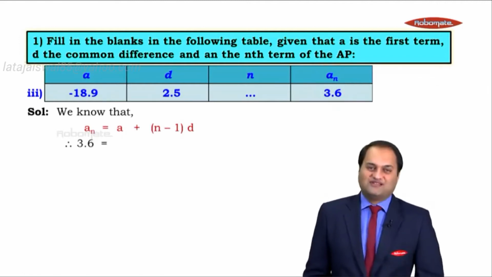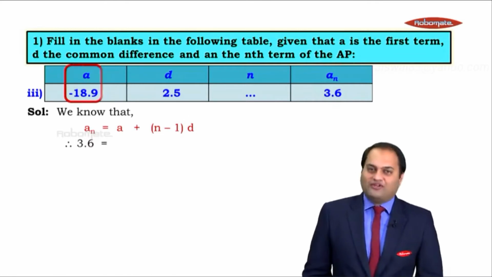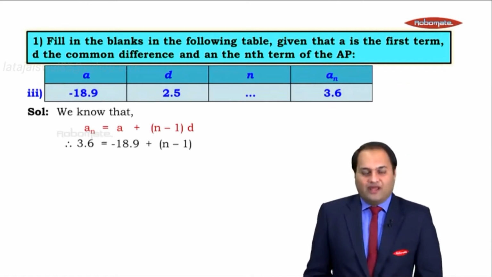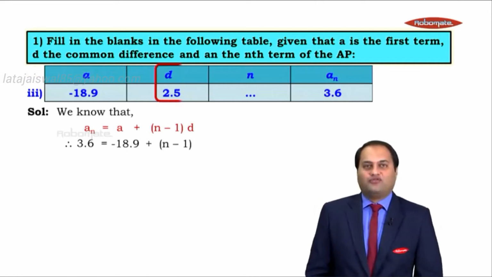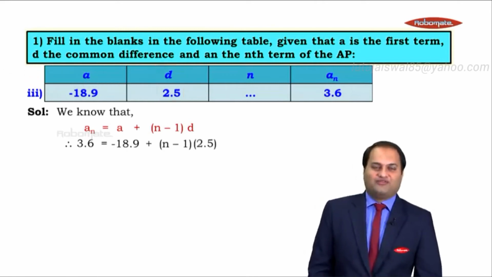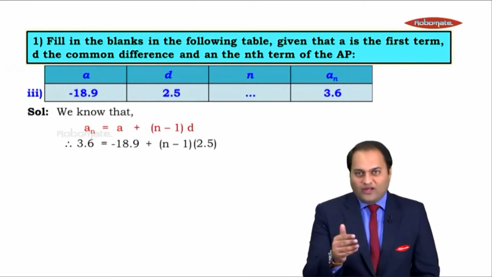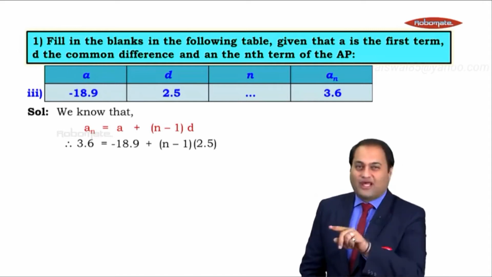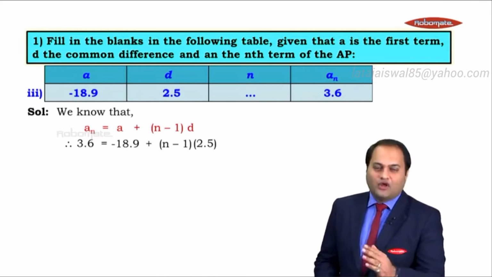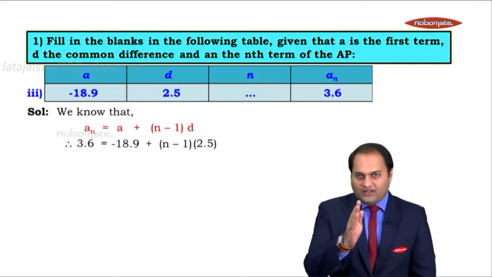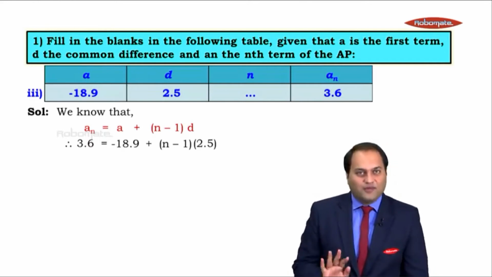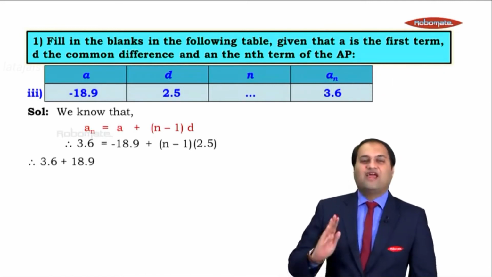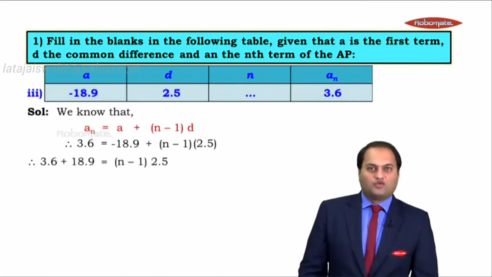3.6. So 3.6 is equal to, in the place of a, we substitute minus 18.9, plus in the place of n, we substitute n because we need to find n. In the place of d, we substitute 2.5, right? Now, if you open that bracket, n minus 1 into 2.5, the calculations will become a bit complicated later. So what we would suggest is, take that minus 18.9 to the other side. It becomes plus 18.9, right? So we get something like 3.6 plus 18.9 is equal to n minus 1 into 2.5.